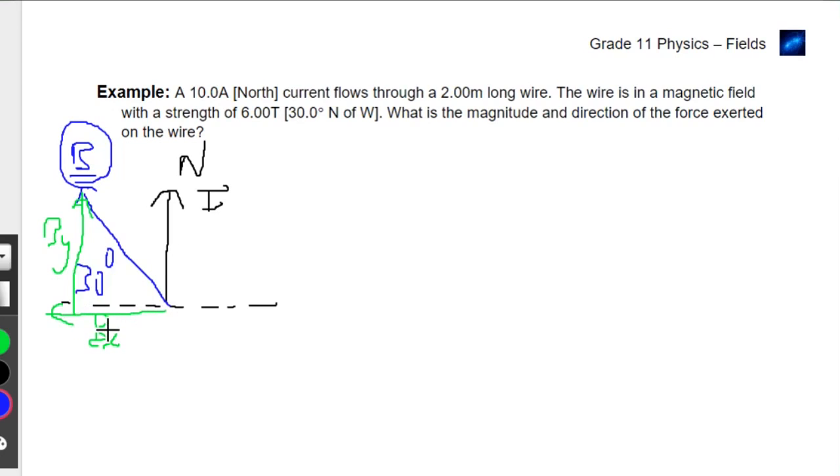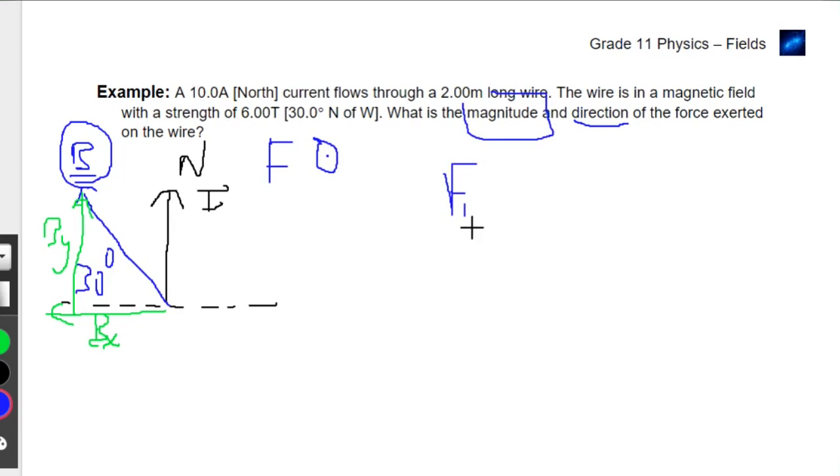So take a look. What's going to happen here? If you had your force, it should be pointing out of the page. So at least we've now determined the direction. Now we can do the second part. Well, what is the magnitude?